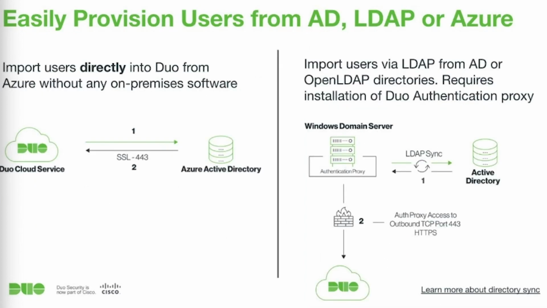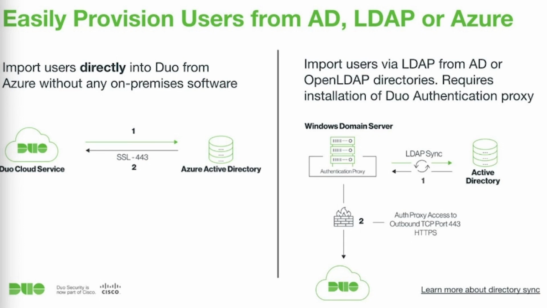So here's a technical diagram that goes into that in a little bit more detail. So what you can see here is that by using Duo's cloud service, you can import users directly from Azure without any on-premise software. And if you're importing users via LDAP from Active Directory or Open LDAP directories, it does require you to install the Duo authentication proxy. So the ebook on how to protect your Microsoft applications, that's the takeaway from this presentation, will actually go into more detail and provide you with the information that you need if you're looking to try this out for yourself.